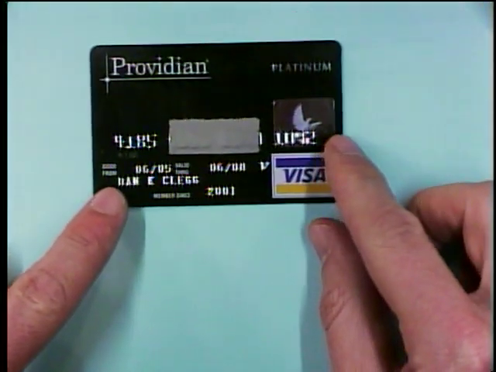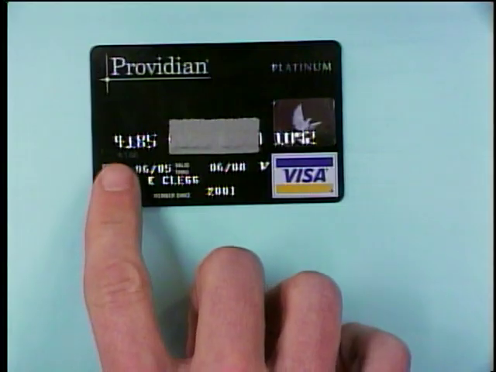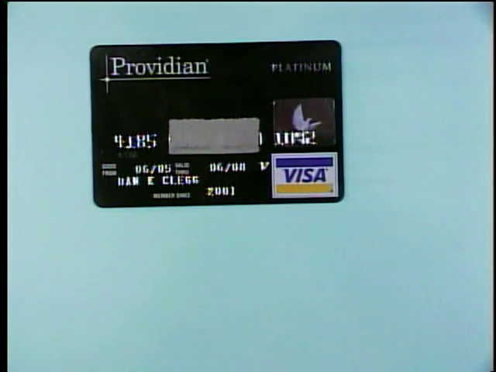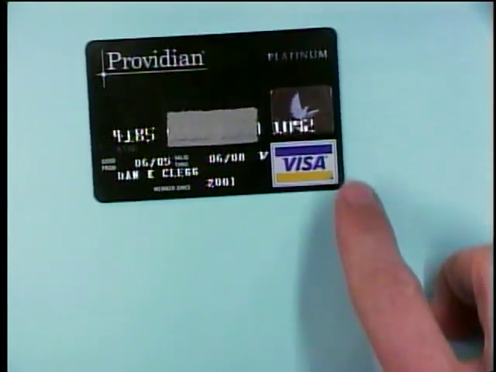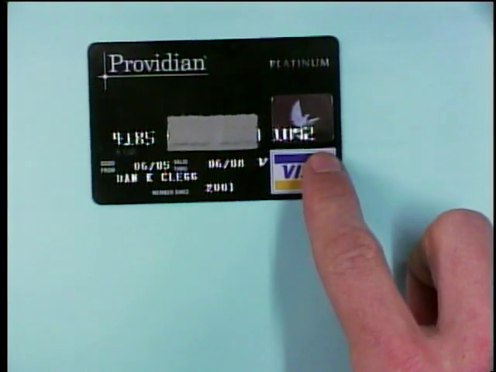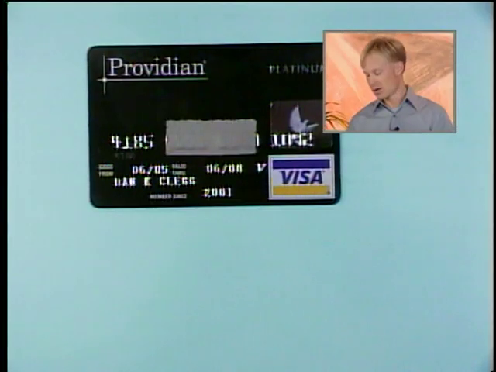If you look at this credit card, the beginning numbers identify that it's a Visa card and identify the bank that issued it. And then of course I have numbers in here that show my card number. But at the end, my last digit is a 2. The last digit of the credit card number is called a check digit.